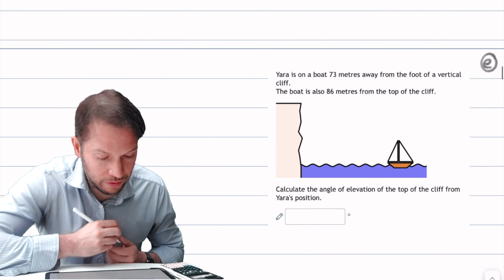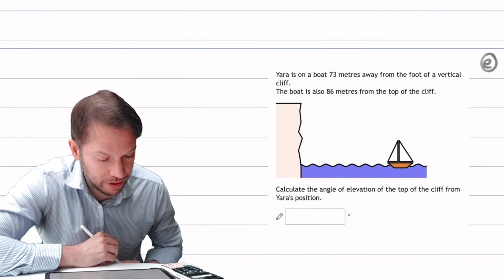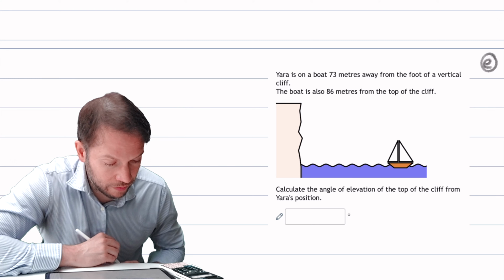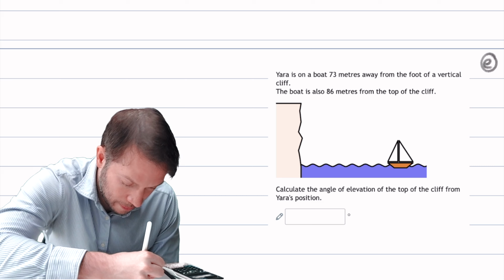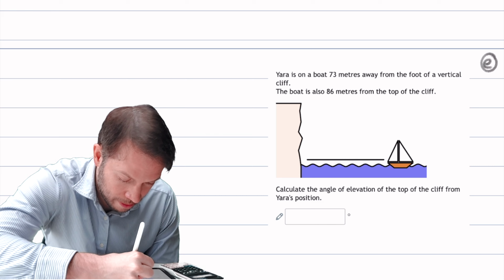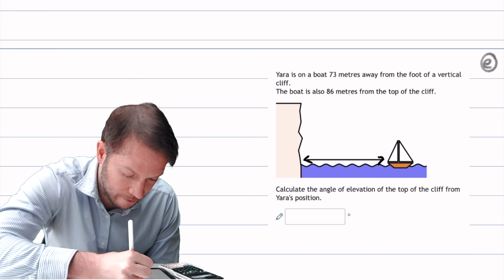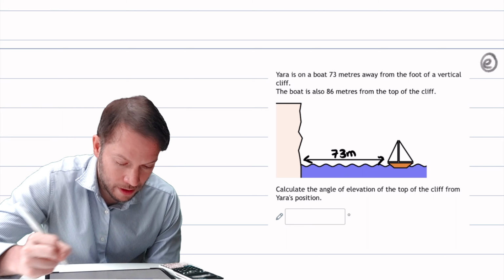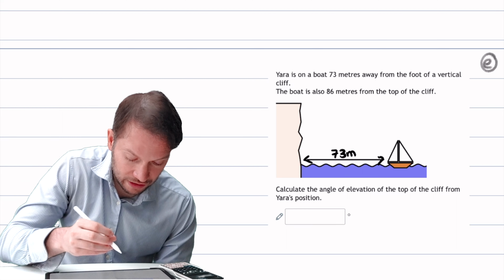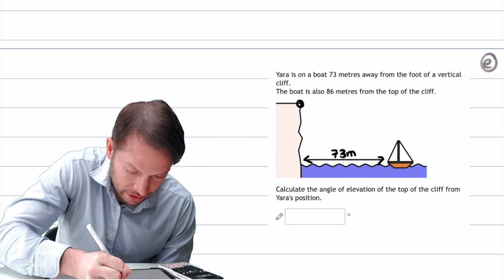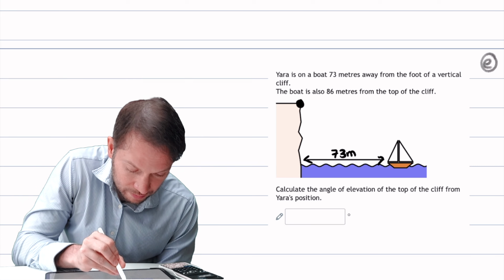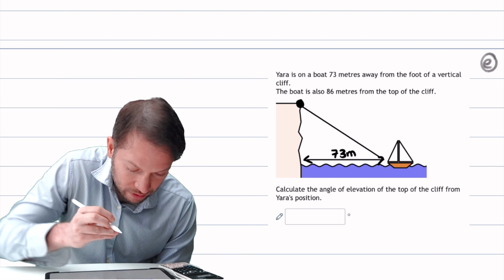So let's do this one first. Yara is on a boat 73 meters away from the foot of a vertical cliff. So let's draw that in. This length here is 73 meters. The boat is also 86 meters from the top of the cliff. So this is the top point of the cliff, and it's saying the boat is 86 meters away from that point, which is here, right?